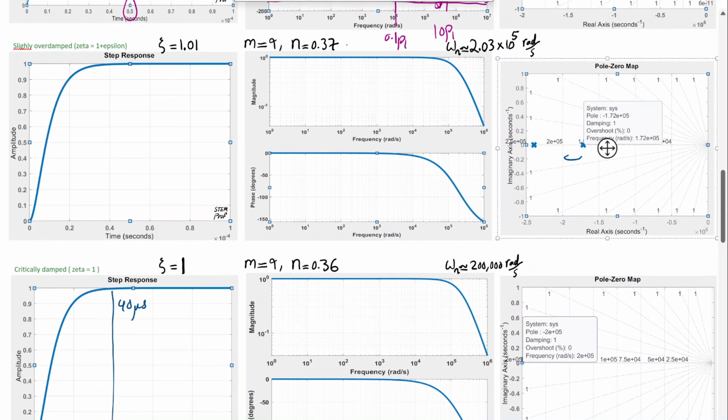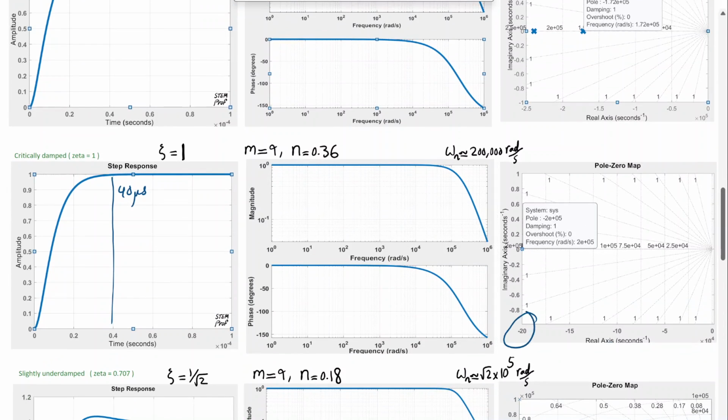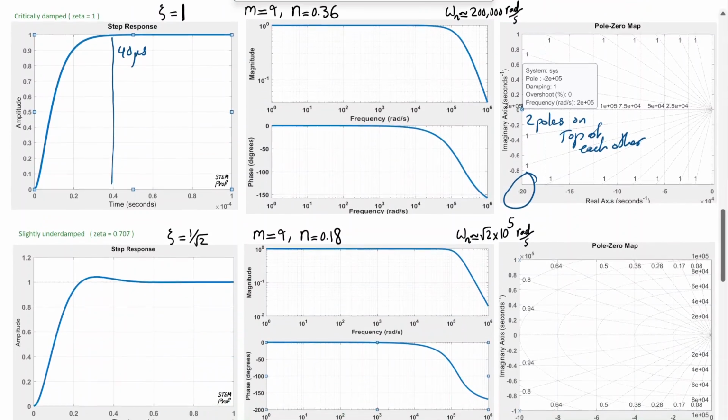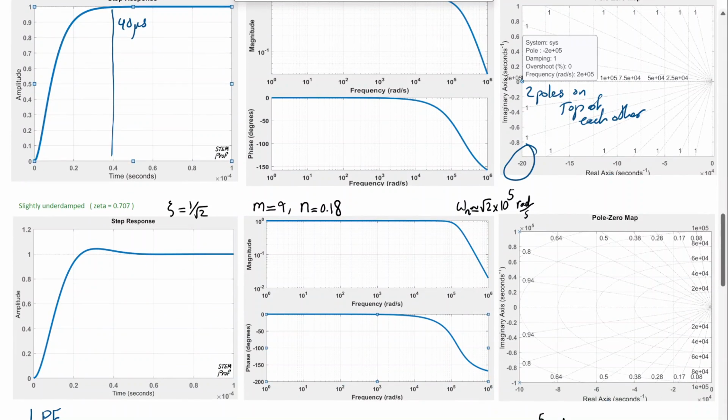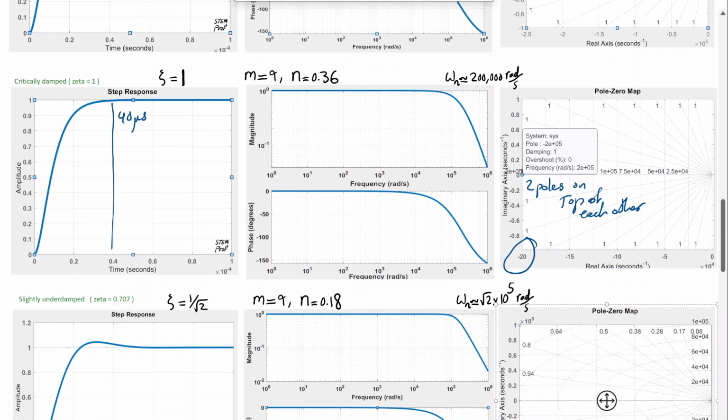And these two keep getting close, and then they converge at exactly negative 200,000 radian per second. These are two poles. So we have two poles on top of each other here, in the pole zero plot or pole zero map. This is critical damping.